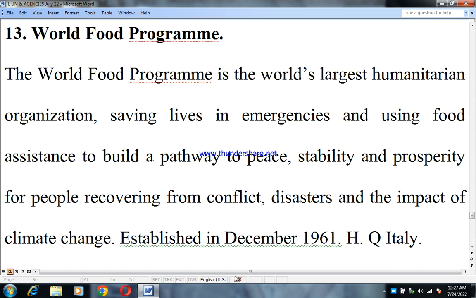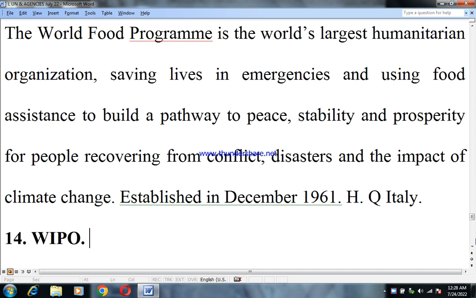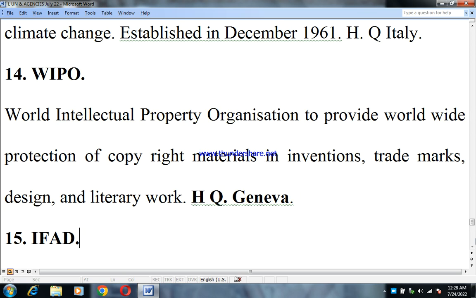Number 13, World Food Program. The World Food Program is the world's largest humanitarian organization, saving lives in emergencies and using food assistance to build a pathway to peace, stability, and prosperity for people recovering from conflict, disaster, and the impact of climate change or global warming. Established in December 1961, and its headquarters is in Italy.